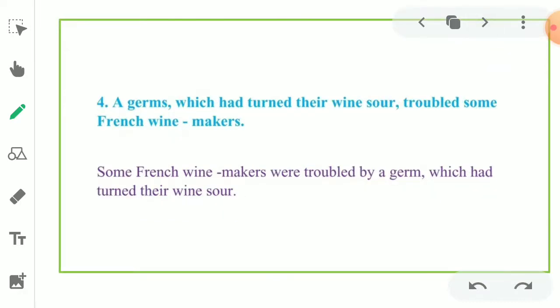Then, germs which had turned their wine sour troubled some French winemakers.